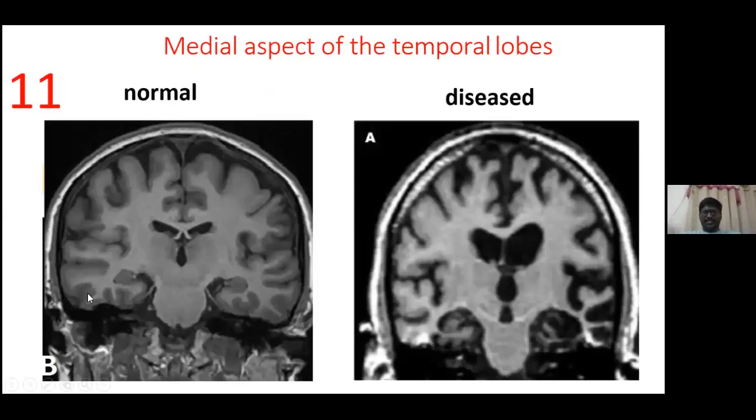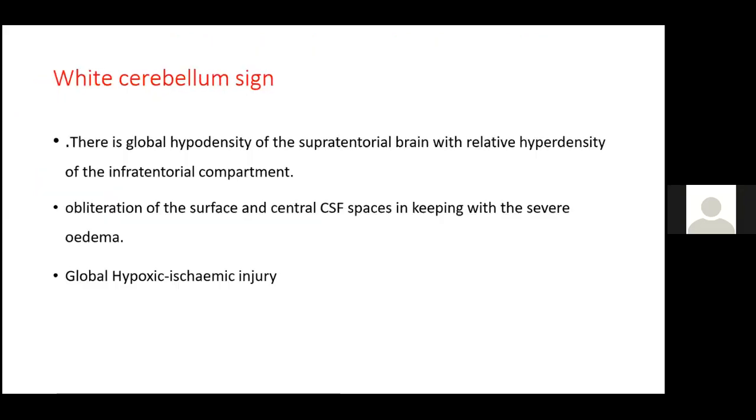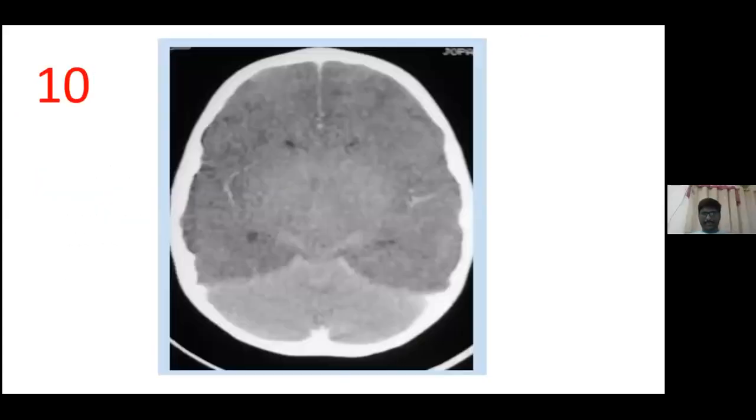Excuse me, sir. Yeah. Sir, can you show the previous sign once again, please? Yeah. White cerebellum sign. So this is the CT image. Are you able to appreciate the density difference between the infratentorial compartment and supratentorial compartment?